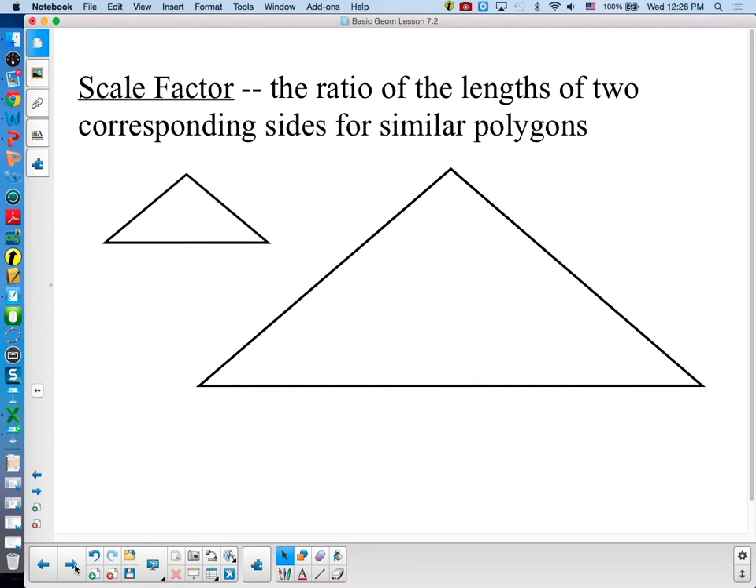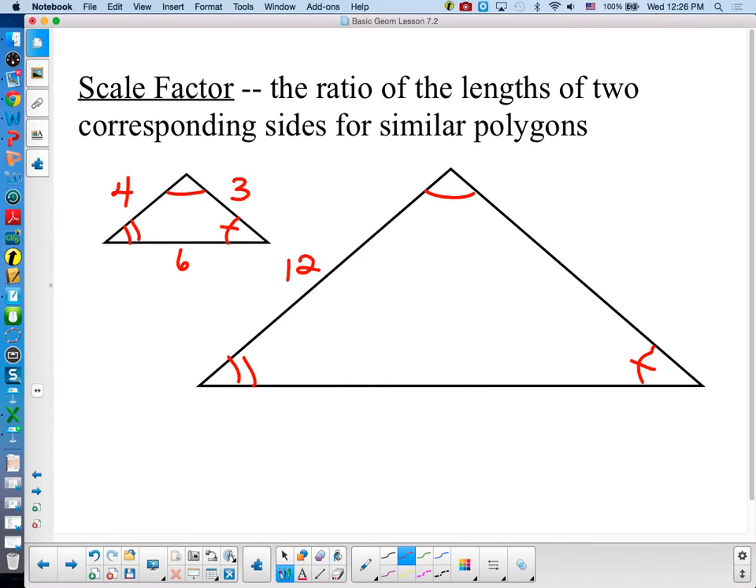So this looks like maybe it's about 3 times as big. So if this is 4, 3, and 6, then this side is 12. Right now, I guess if I show you enough information, you could come up with the scale factor.